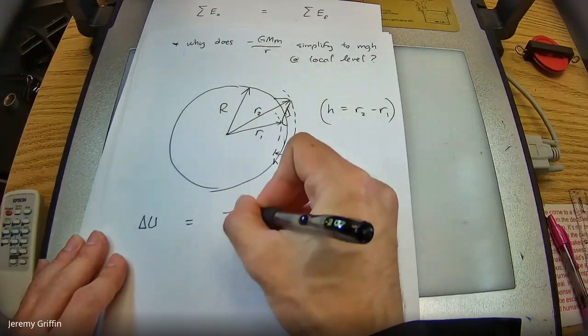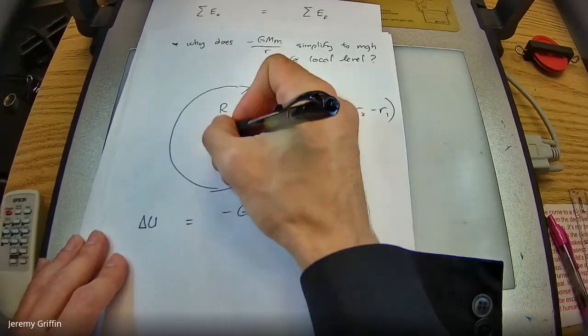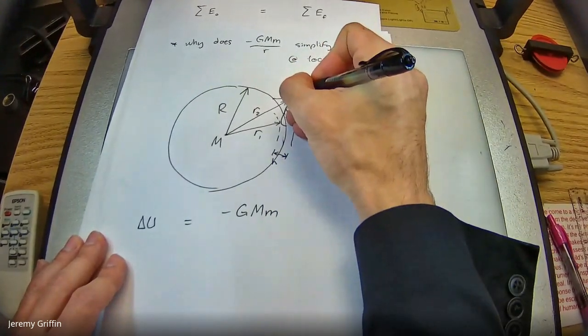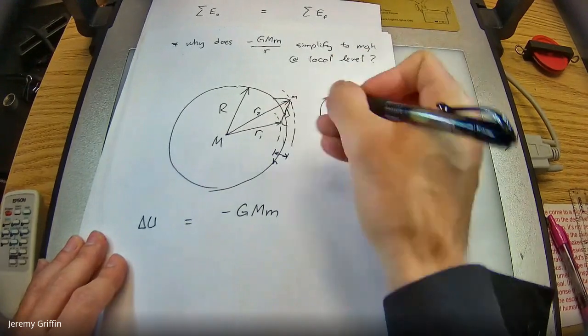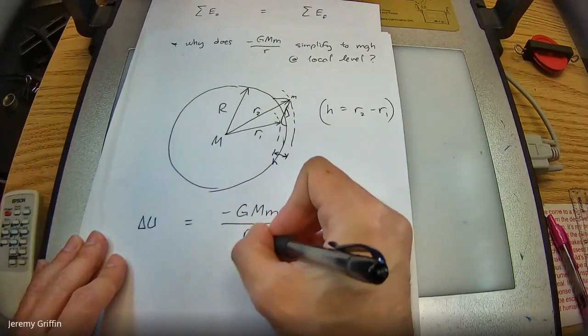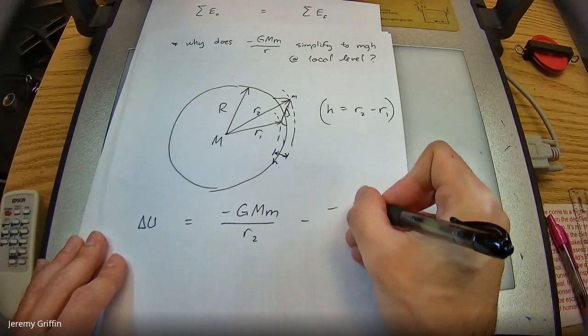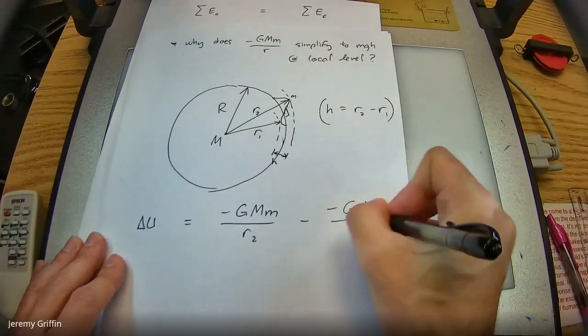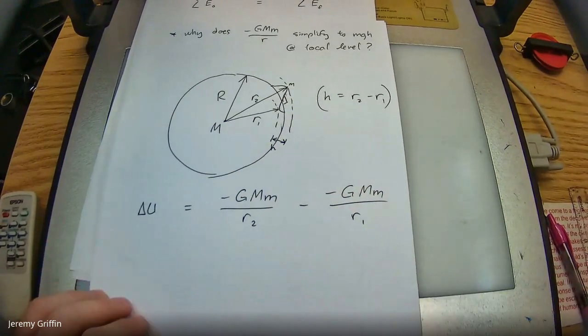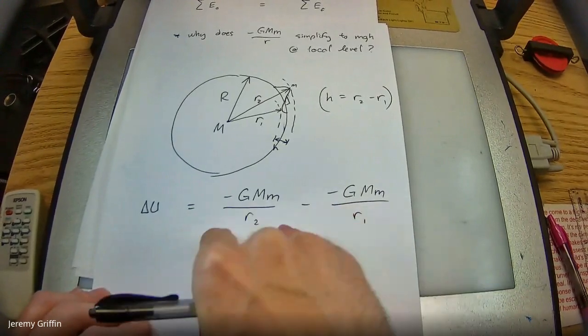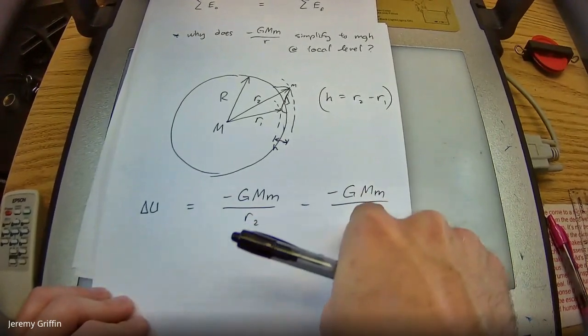So that'd be negative G M m, where M is the mass of the planet and m is the mass of the thing, divided by R2, minus negative G M m over R1. Wouldn't that be true? The difference in potential energy is just the potential energy here and the potential energy here. Take the difference.